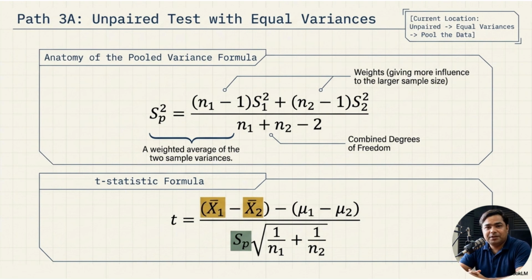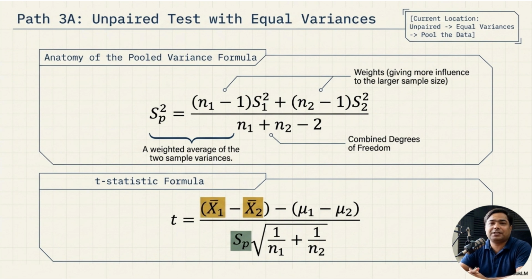When the two sample variances are approximately equal, we use a pooled variance formula. The pooled variance formula combines the two sample variances into one common estimate. But it does not simply take an ordinary average. It uses a weighted average. Why weighted? Because a larger sample gives more information than a smaller sample. So the variance from the larger sample receives more weight.